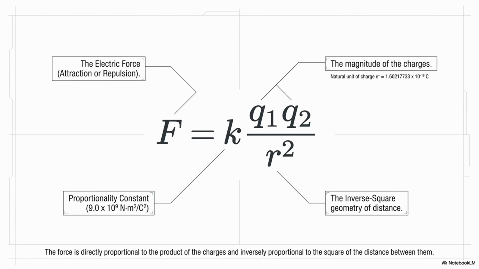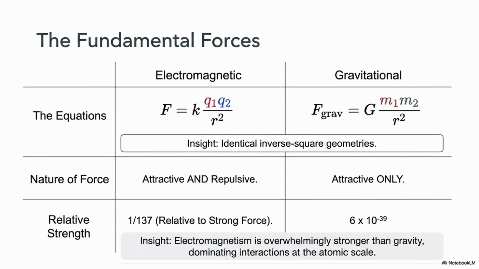And flipping to slide 7, this brings us to a fundamental forces showdown. There is a direct comparison between electromagnetism and gravitational force here. Yeah, this is where it blows your mind a little bit. Both forces share the exact same inverse square geometry. They both use that 1 over r squared rule. But gravity is attractive only while EM is attractive and repulsive. Exactly. But here's where it gets really interesting.